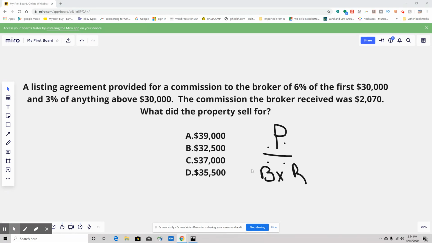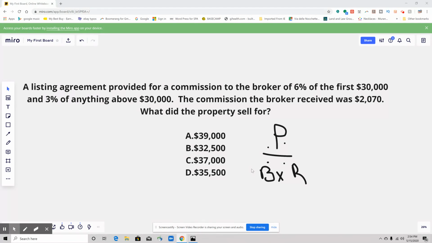Here's the question. A listing agreement provided for a commission to the broker of 6% of the first $30,000 and 3% of anything above $30,000. The commission the broker received was $2,070. What did the property sell for?